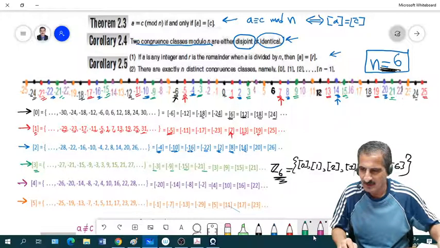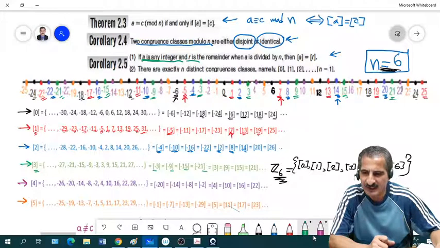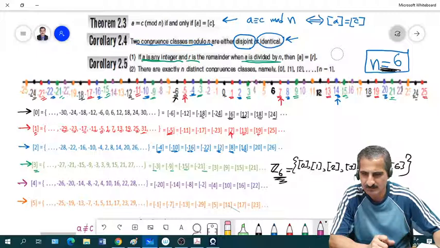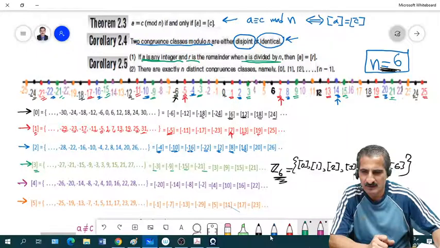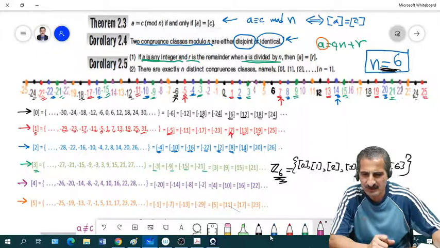2.5. It says if a is an integer, and r is the remainder we get if we divide a by n, I mean here, divide a by n, a divided by n gives a result q and a remainder r. Now this theorem says the equivalence class of a and of r are the same. They give the same equivalence class.